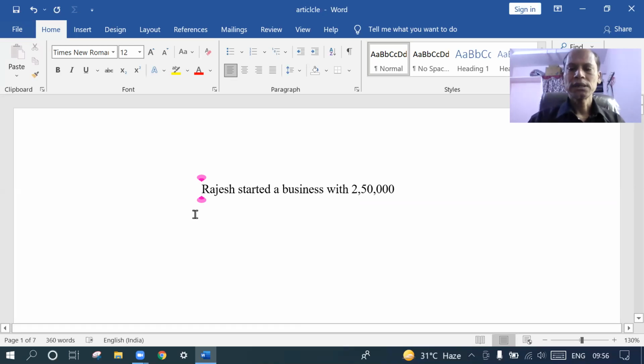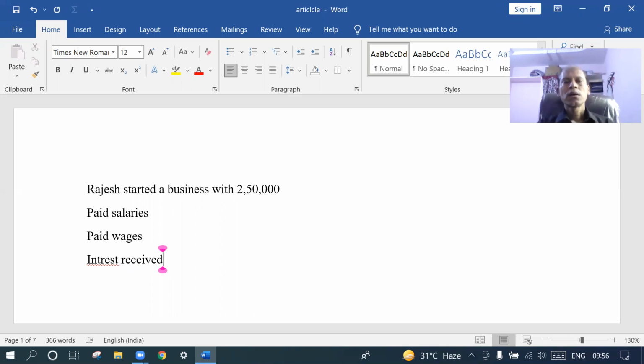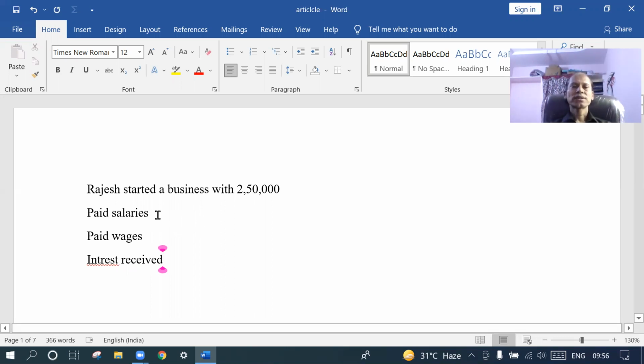The other entries are: paid salaries, paid wages, interest received. So these four are the transactions.